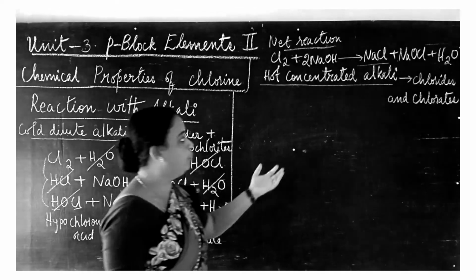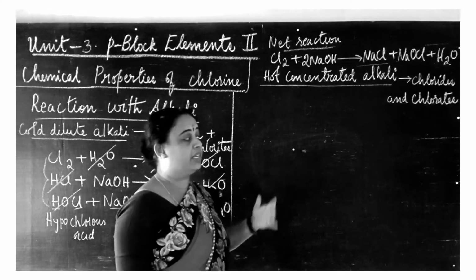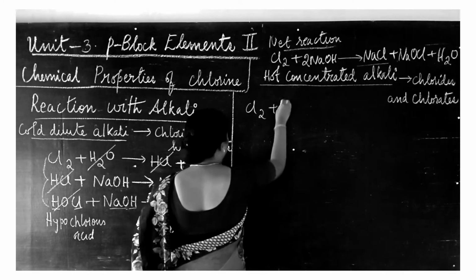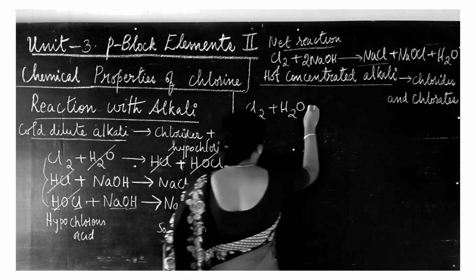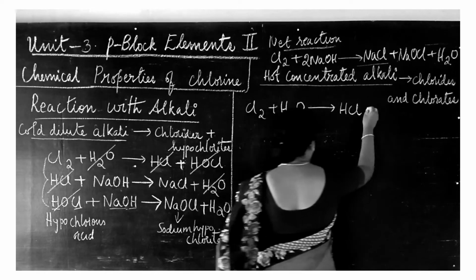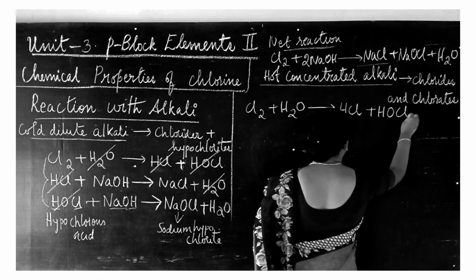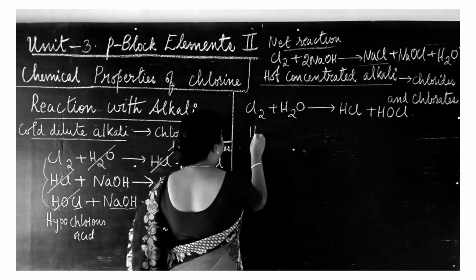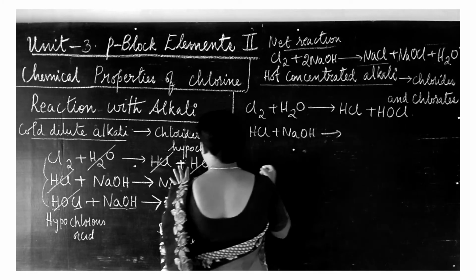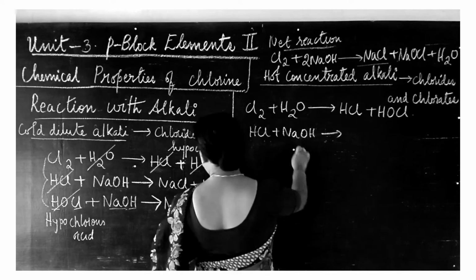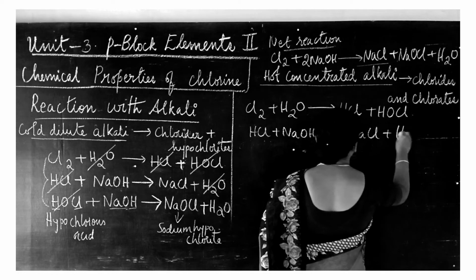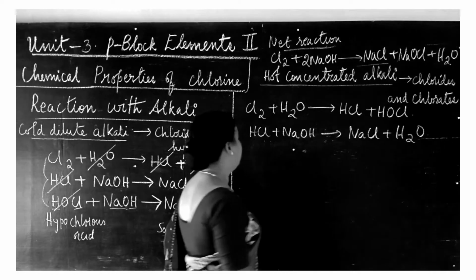So we know the products we form here are chlorides and chlorates. Likewise, similarly here also chlorine reacts with water to form again HCl and HOCl. Now here HCl again combines with NaOH, similar reaction. As we have written before, same reaction we are writing here. HCl reacts with NaOH. What do you get? You get NaCl and water. So acid and base react together to form the salt, that is NaCl, and water.